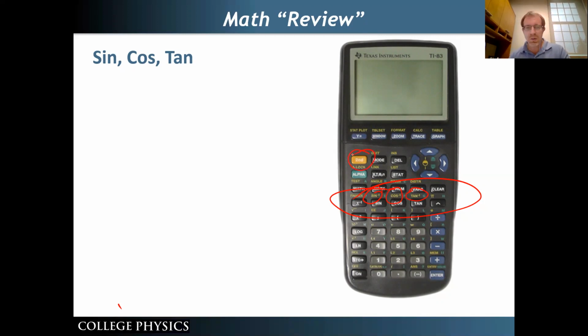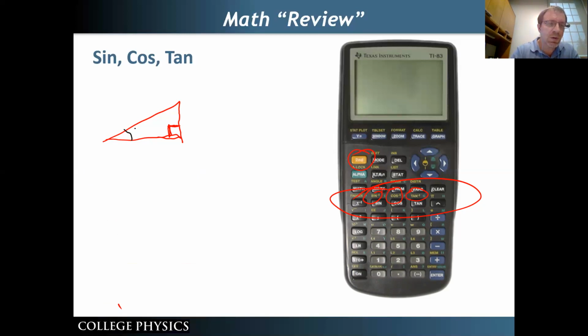But sine, cosine, and tangent are useful if we have a right triangle. This will only work if we've got a right triangle, so a triangle with a 90-degree angle there. And if we know something about two of the three sides, or one side and an angle.